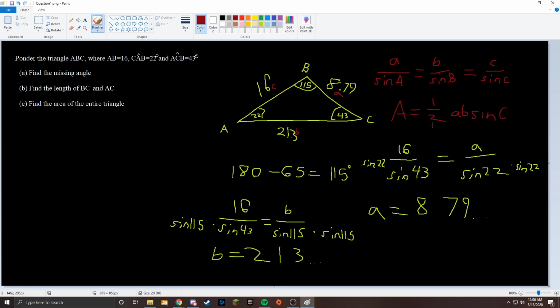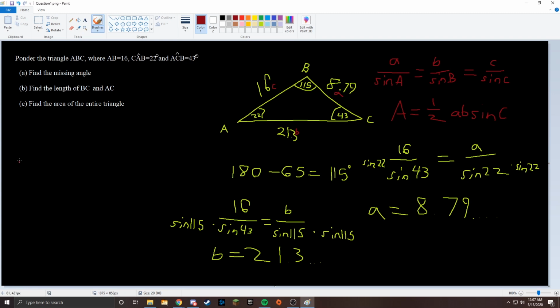In the calculator, I personally like to use 0.5 because it's easier. So we know A is 8.79, B is 21.3, and the sine of C would be the sine of 43. But when you put this into your calculator, you're going to want to use the whole number, because we've just rounded and we want to remain as accurate as possible.